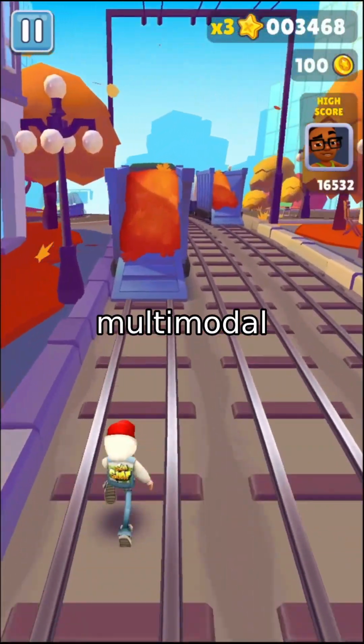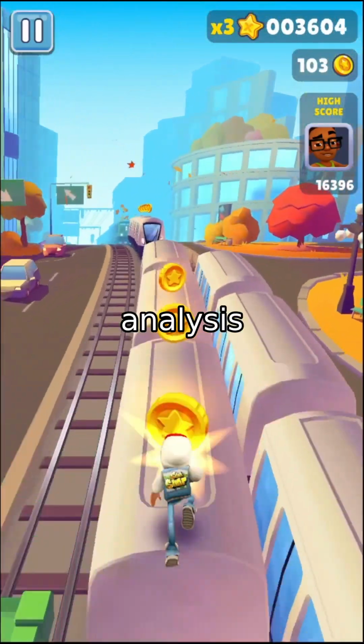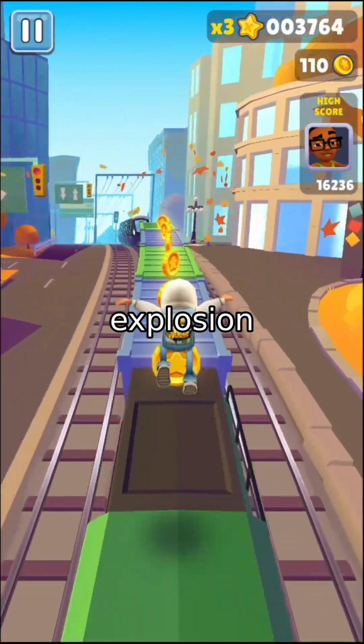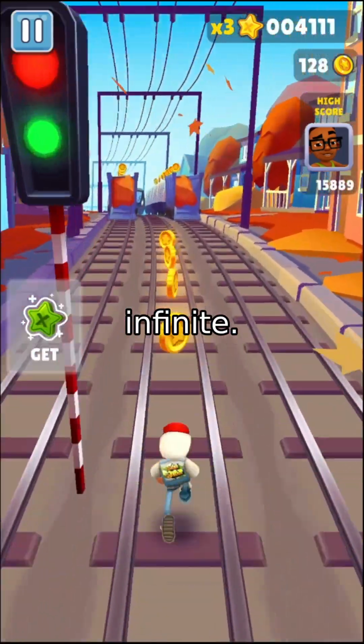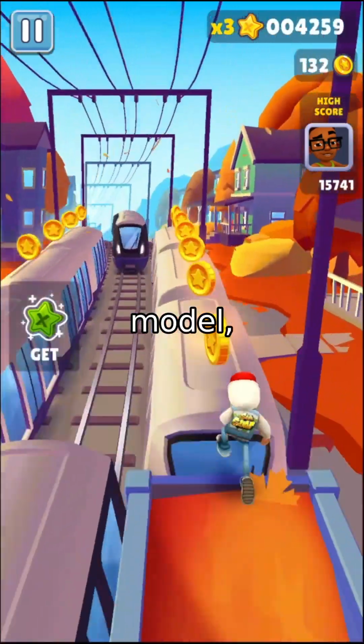One of the biggest hurdles in moving multimodal large language models from offline video analysis to real-time streaming is the linear explosion of visual tokens. In a streaming scenario, the video is theoretically infinite. If you try to feed every frame into a model, you hit a wall.